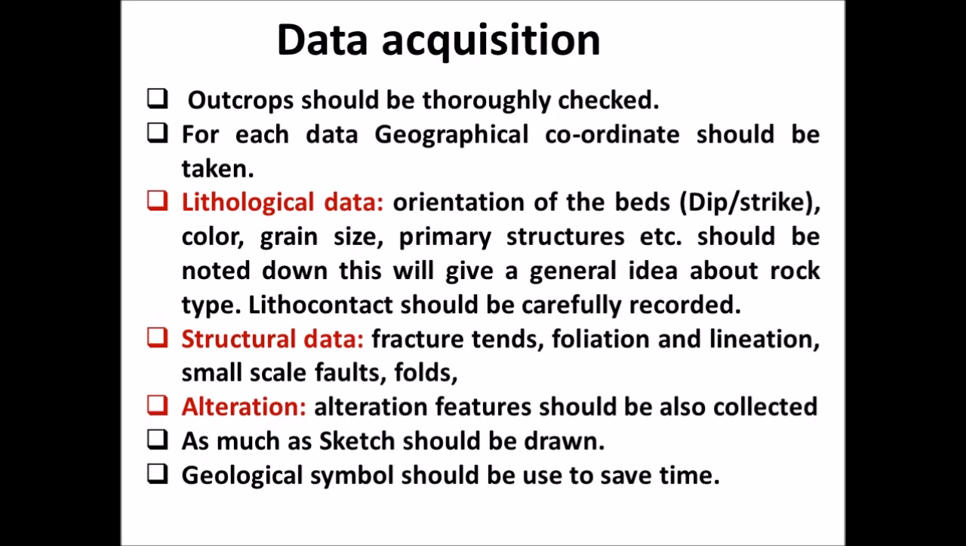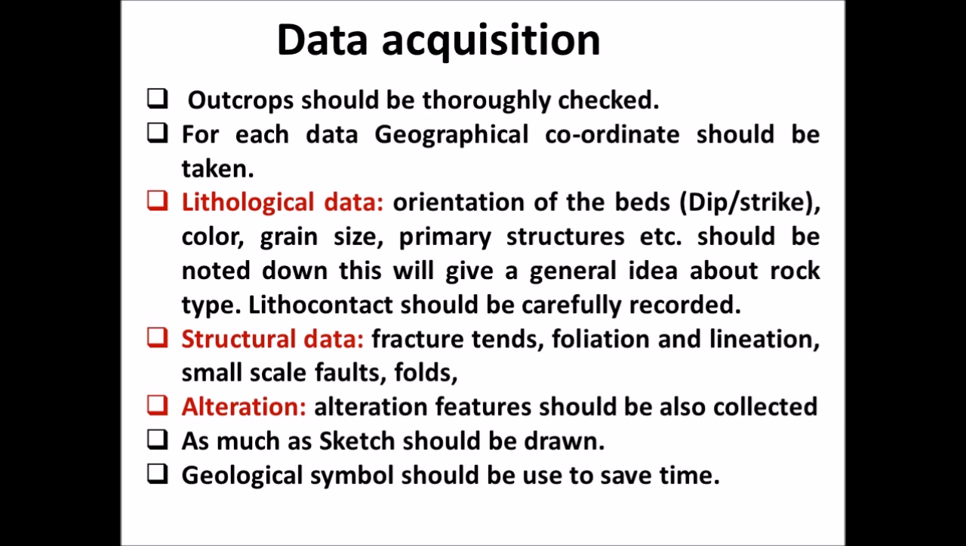And next is data acquisition. This is also one of the important parts of geological mapping. Each and every outcrop should be checked thoroughly, and for each sample point the geographical coordinates should be taken, and various data should be acquired while checking the outcrops. For example, lithological data, so we should take the orientation of the beds, for example dips and strikes. We should note the color, grain size, and other primary structures if present. And we should also take care while noting the litho contact. The litho contact should be carefully recorded.